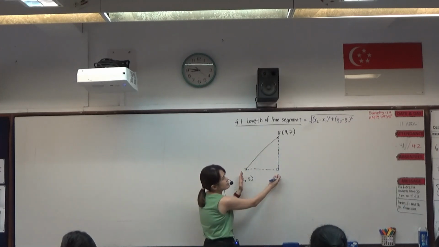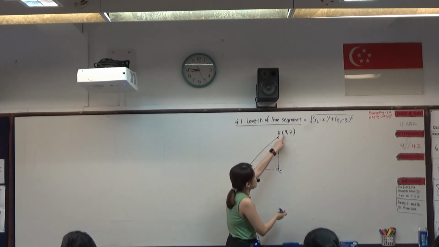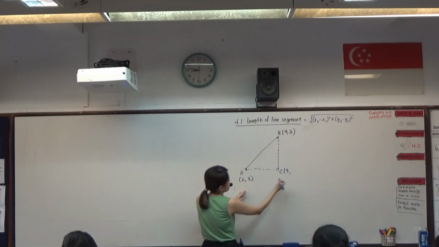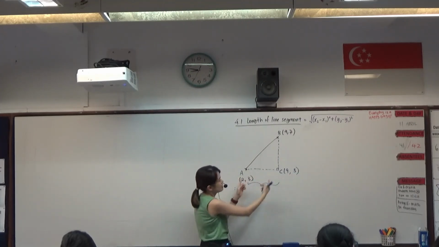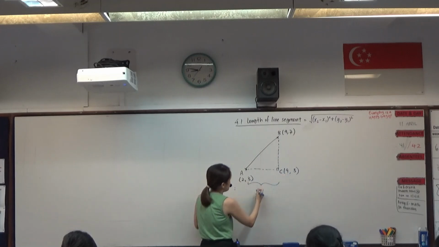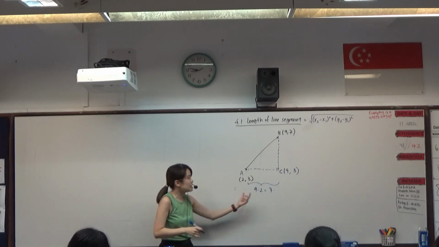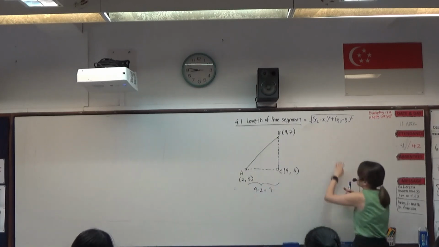So what exactly is this length? This length over here, if I know the coordinates, the x coordinate will actually be 9, and the y coordinate will be 3. So we know this length to be the difference in the x coordinate, so that will be 9 minus 2, and that will give us 7. So it's because of the difference in determining the length that it is x2 minus x1.